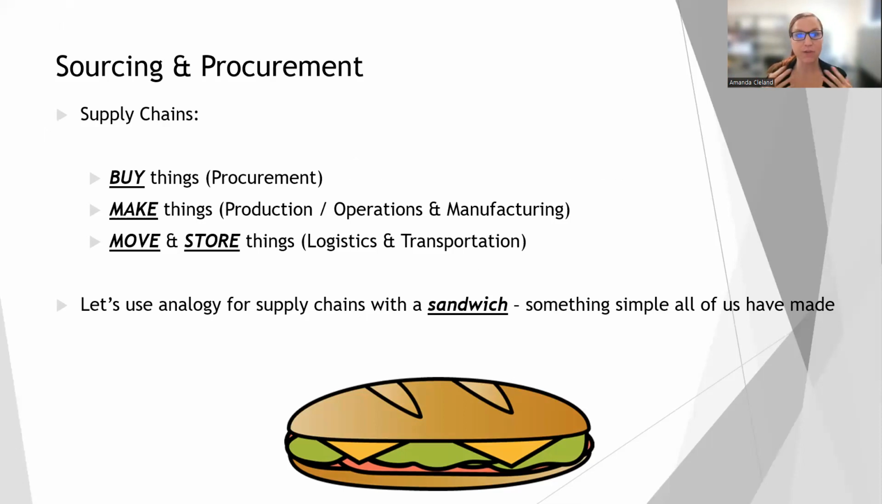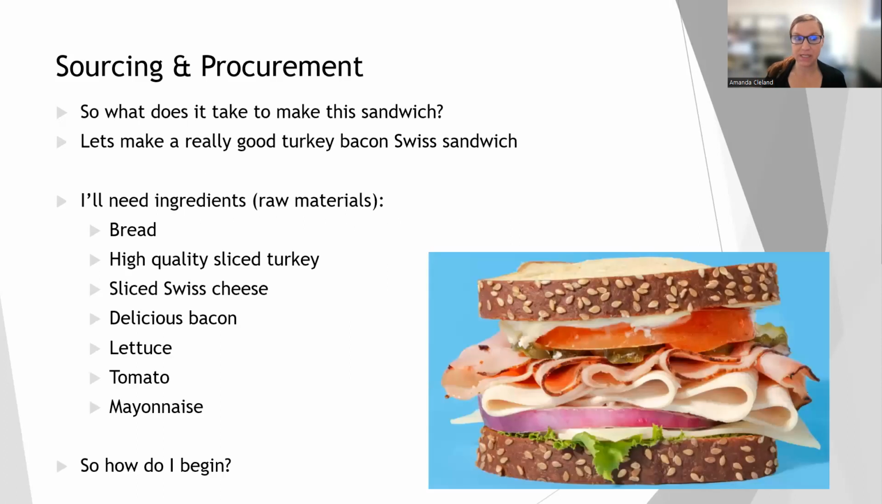And then, of course, we've got to make our things. That's production, that's manufacturing. And then we've got to move and store things. That's logistics and transportation. And let's go back to our original sandwich analogy. Again, something very simple all of us have made at some point in our lifetimes.